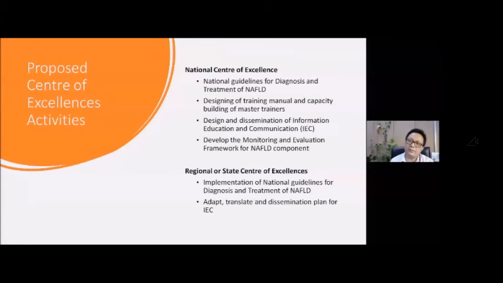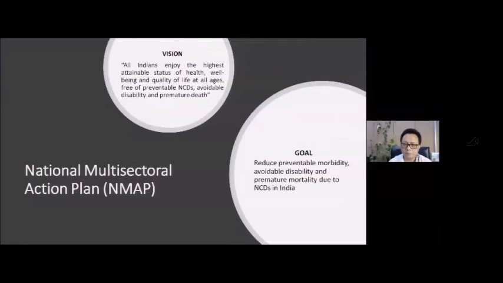And the National Center of Excellence may be assisted by the regional, say, 3-4 states together. If we have a good institute, say in Bihar, then that center can take care of 4 or 5 states. And then even the states can also have their own state center of excellence for implementation of the NAFLD into the NPCDCS, and say for adapting, translating to the local language, and the dissemination plan of the IEC for NAFLD.